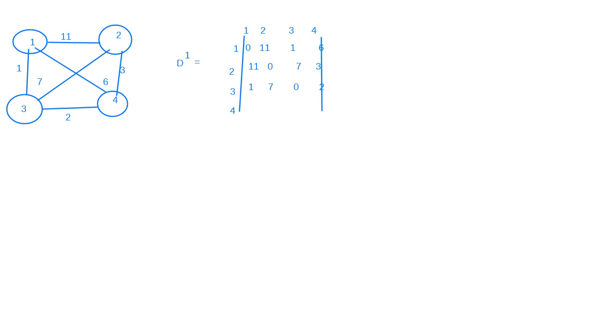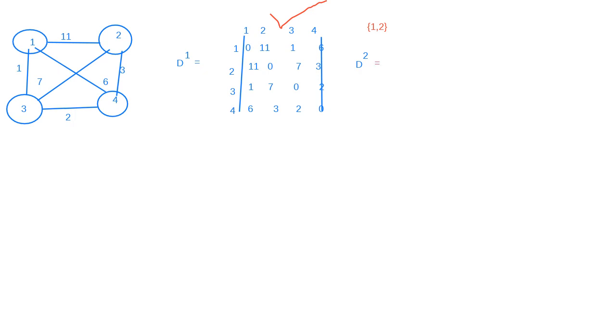Now, what we have to do is solve the D2 matrix. What is the meaning of the D2 matrix? D2 matrix means that I have to include vertex 1 and vertex 2. Vertex 1 I have already included in the D1 matrix, so why would I include it again? So here I am getting the D2 matrix.